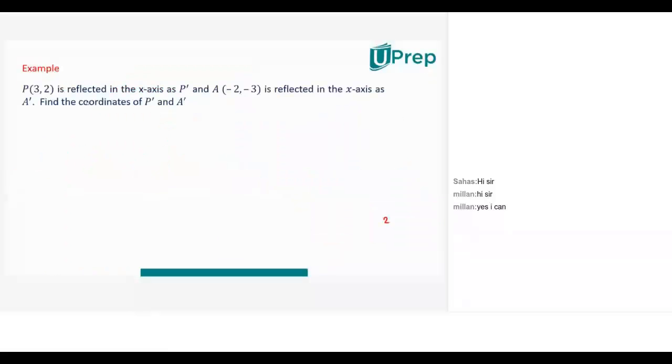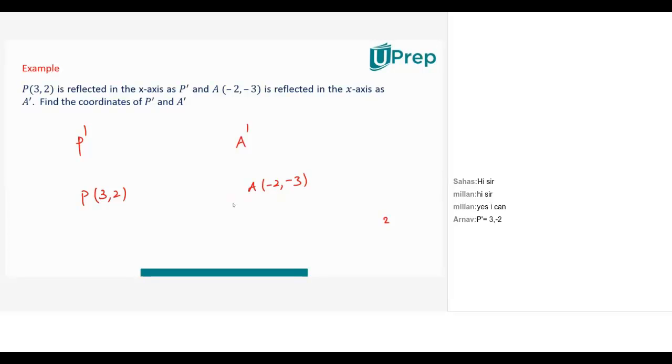P(3, 2) is reflected in the x-axis as P dash, and A(-2, -3) is reflected in the x-axis as A dash. Find the coordinates of P dash and A dash. Those who can type, you can type the answer. What will be the coordinates of P dash and what will be the coordinates of A dash? What I gave you is P(3, 2) and A is (-2, -3). For both of them, the x-axis is the mirror.